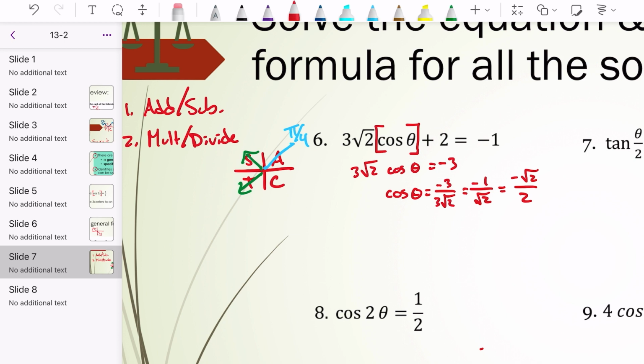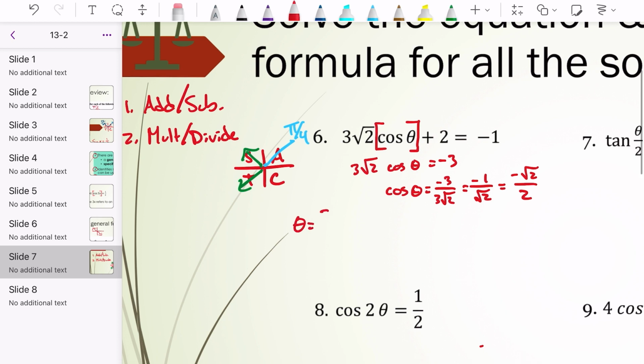Our second quadrant would be 3 pi over 4 plus 2 pi k, and theta would be 5 pi over 4 plus 2 pi k.